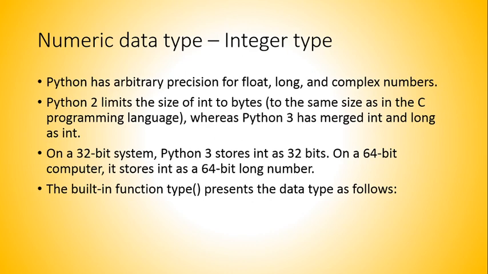In Python, the size of an integer is not limited to bytes of the same size as in the C programming language, whereas Python 3 has merged integer and long as int. I changed the slide by mistake. So if you are using Python 2, it has long and integer as separate data types, but in Python 3 integer and long have been merged, so only int is there, which is also used for the long data type too. If you are using a 32-bit system, Python 3 will store int as 32-bit, and if you are using a 64-bit computer, it stores int as 64-bit.